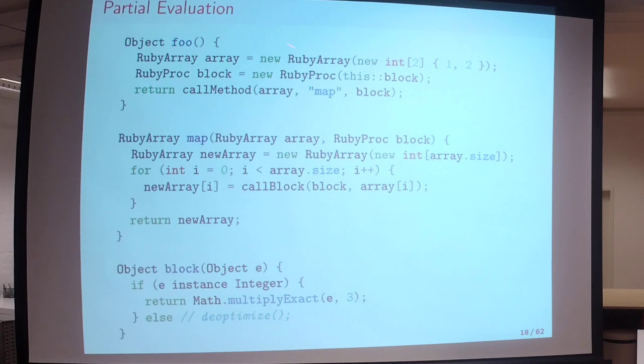Now this is done for foo, but we also do it for the other ASTs. We also do it for the map AST, and we also do it for the block AST. Again, we do the same process. So map here just iterates the array and calls the block for every element, and in the block we just multiply by 3.